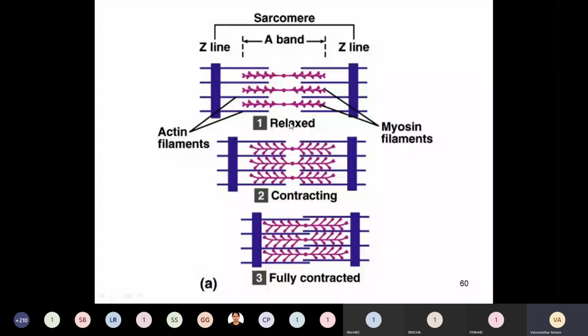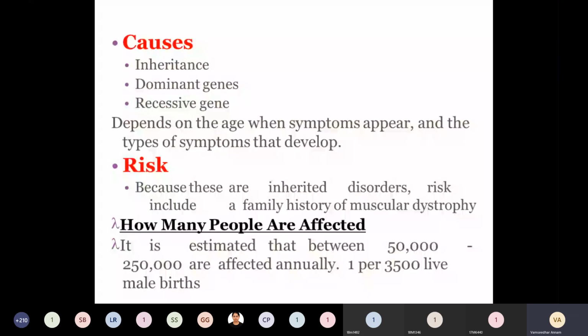Now coming to the diseases of muscular dystrophy. So what are the causes? It could be inherited, because of dominant or recessive genes. It depends on the age when symptoms appear and the types of symptoms that develop. Risk is because these are inherited disorders. Risk factors include family history of muscular dystrophy.